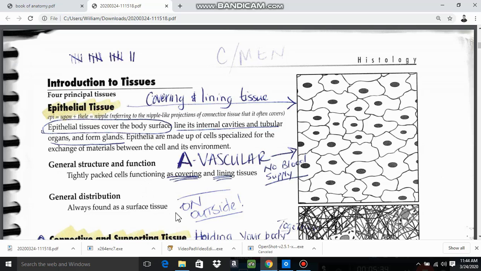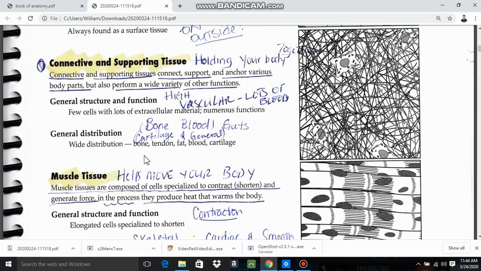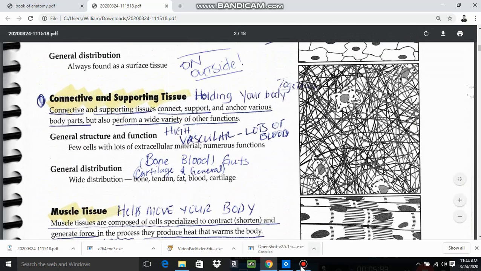Okay, let's move on. Connective tissue or supporting tissue, it's what holds your body together. Here's a good example here.